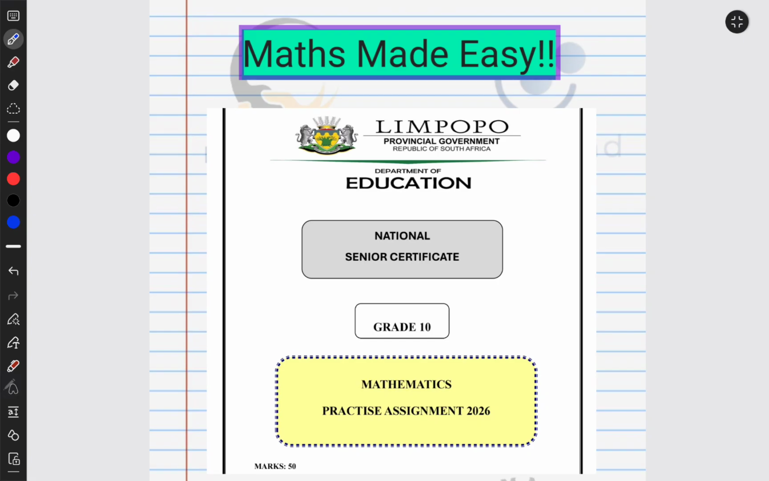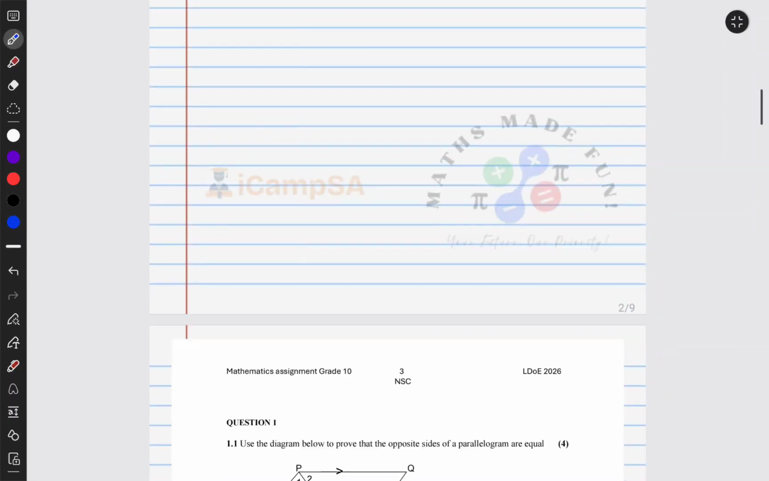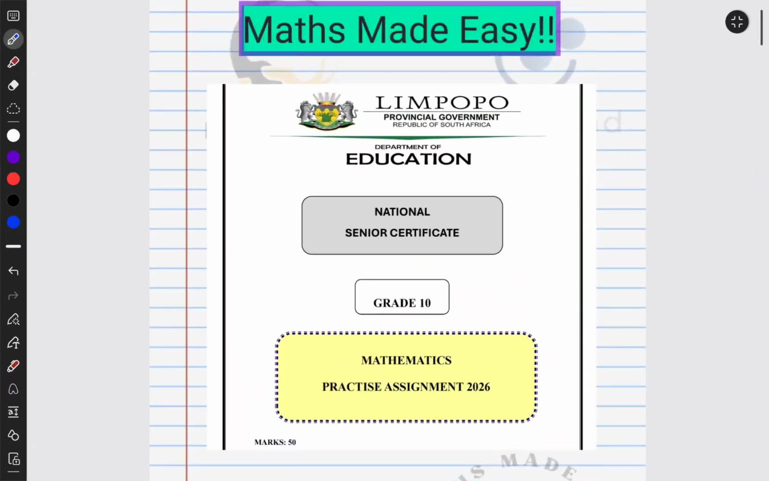Today we're going to be doing mathematics. This is a practice assignment for 2026 from the Limpopo province, and this is done by iCampSA. Without wasting any time, this practice paper is out of 50 marks. I hope you noticed that.